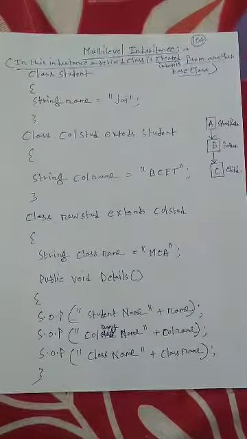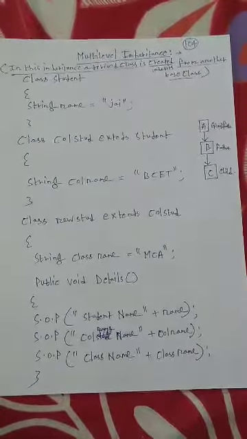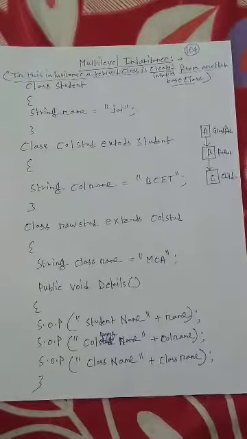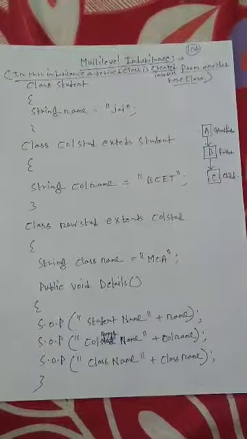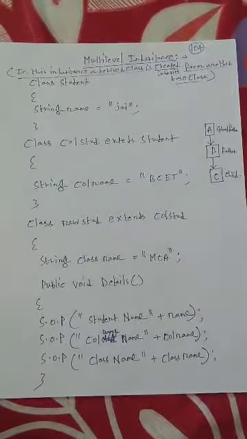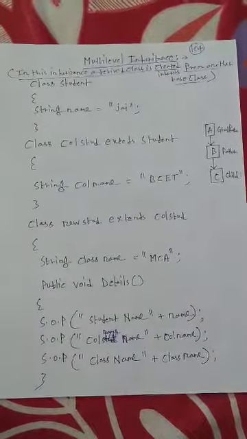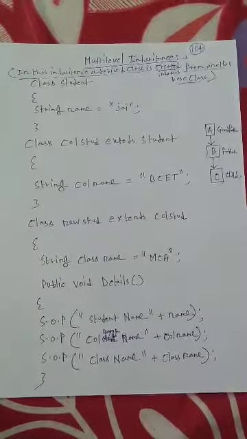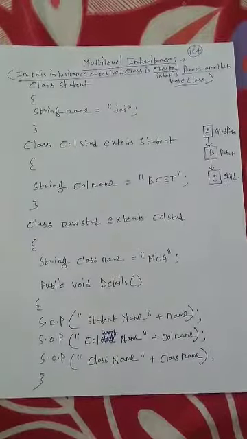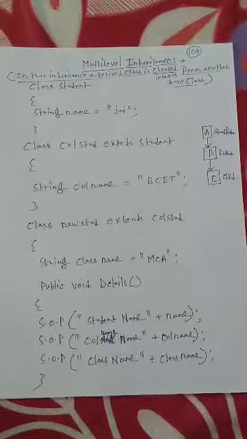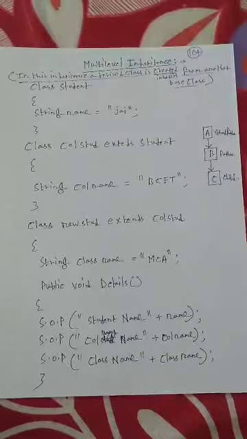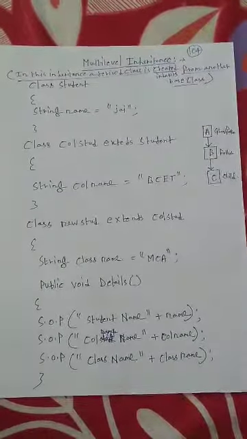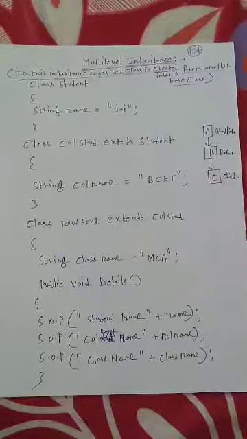Next is multi-level inheritance. In this inheritance, a derived class is created from another derived class. Here class Student is there, and here a string type variable you can take, and this class can be extended by the subclass called Stud, where we assign one string name, BCT. Then class NewStud extends class Stud. Here we assign MCA to another variable, then call all of this in a particular function.